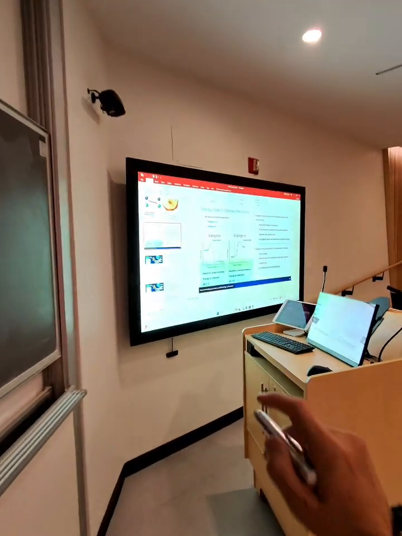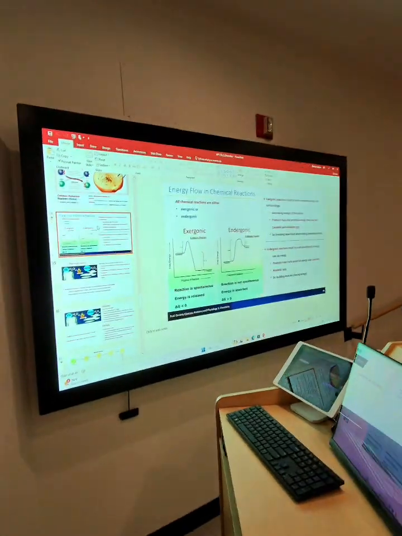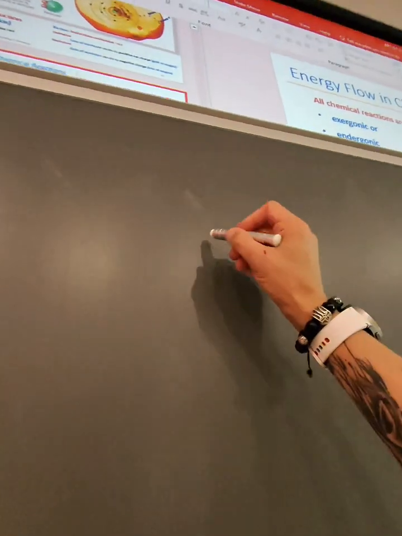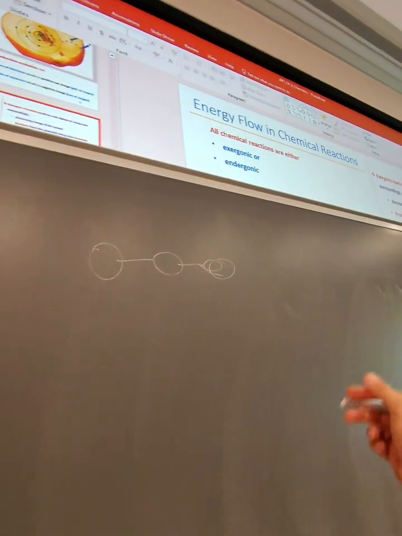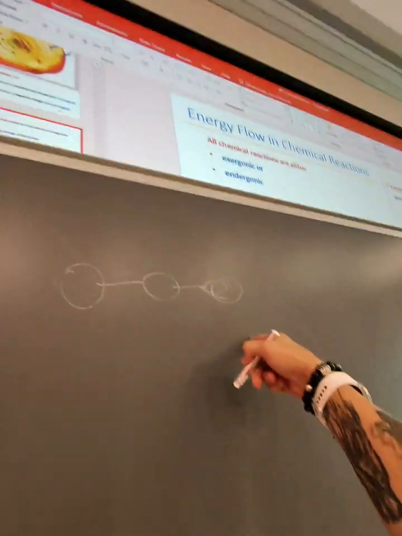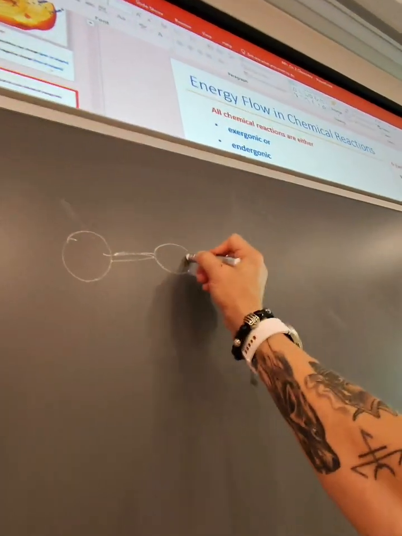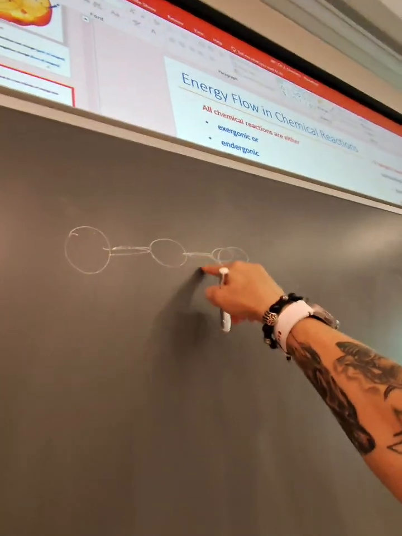So let's discuss energy flow in chemical reactions: exergonic and endergonic reactions, catabolic reactions, anabolic reactions. Here is a very complex molecule. It could be carbohydrates, could be protein, could be fat. It has a potential energy, and the energy is also stored within the energy-yielding bonds.